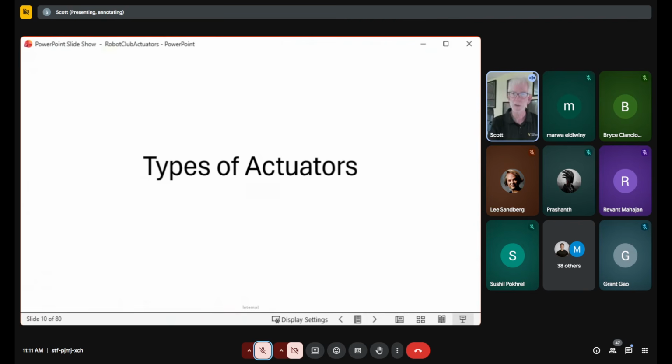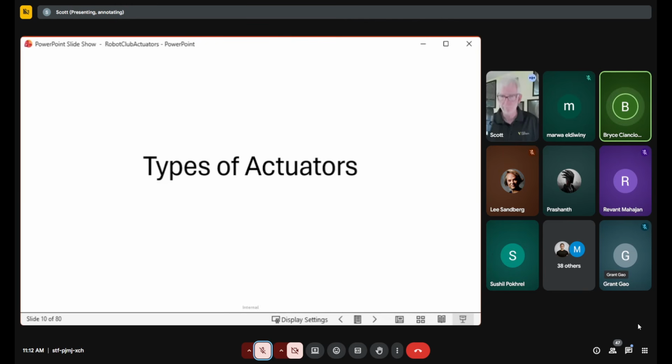Now, let's get into types of actuators. So, anyone have an idea of what types of actuators are out there? Planetary, cycloidal. Those are reducers. So we want to go right into the kinds of actuators. Okay, so we're going to get into that.